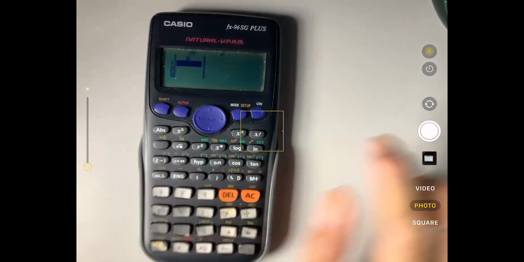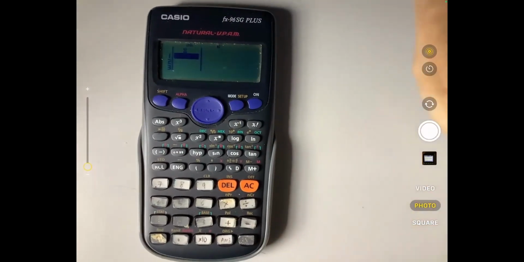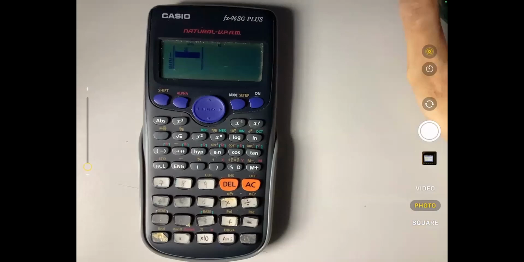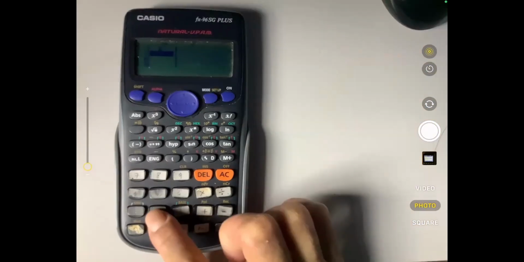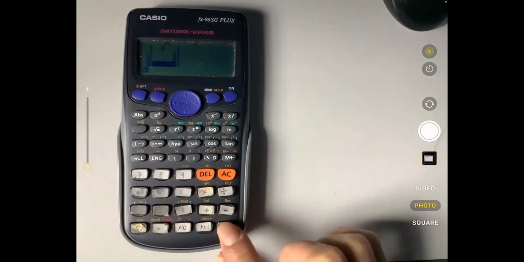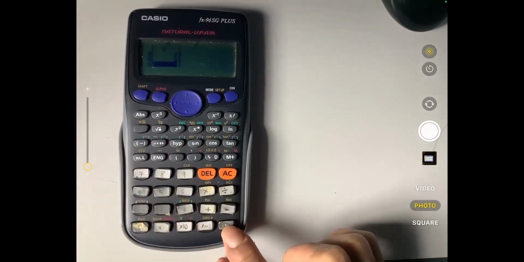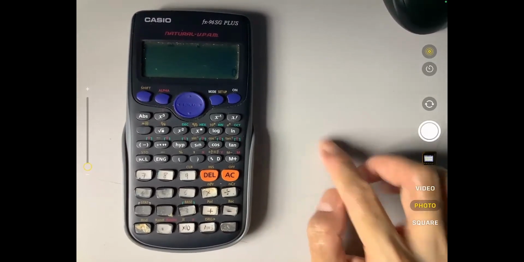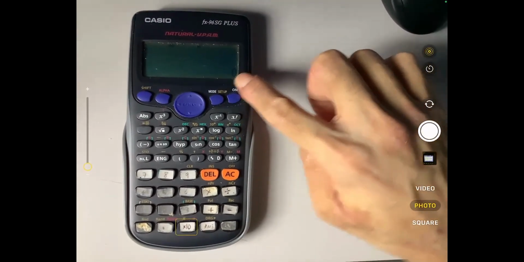Then let me just check my data again. The numbers I had were 2, 3, 2, 5. So I just have to key in 2, enter, 3, enter, 2, enter, 5, enter. Then I press AC. Then you notice a 0 here. You notice a STAT here.